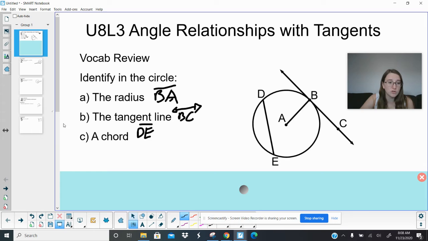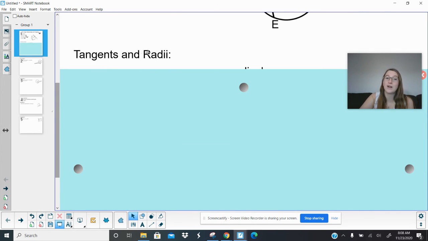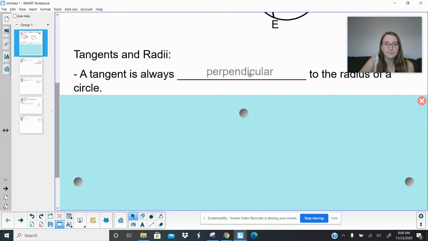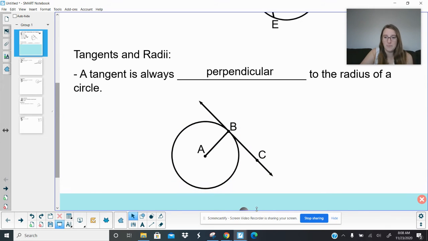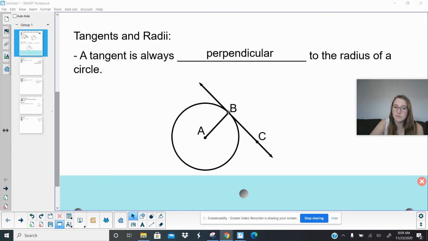So here's where we come into the new information now. First, we're going to be talking about tangents and radii. That's radius plural. Let's do that. Well, this is what we're going to work with to start with today. A tangent is always perpendicular to the radius of a circle. So this was the picture we had right here. Here's my tangent, and here's my radius.